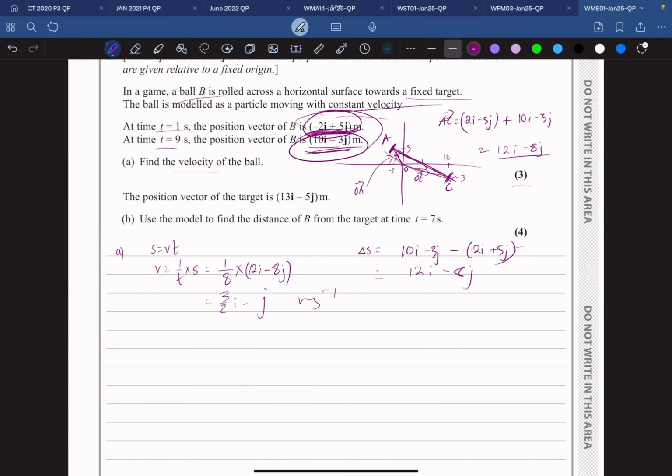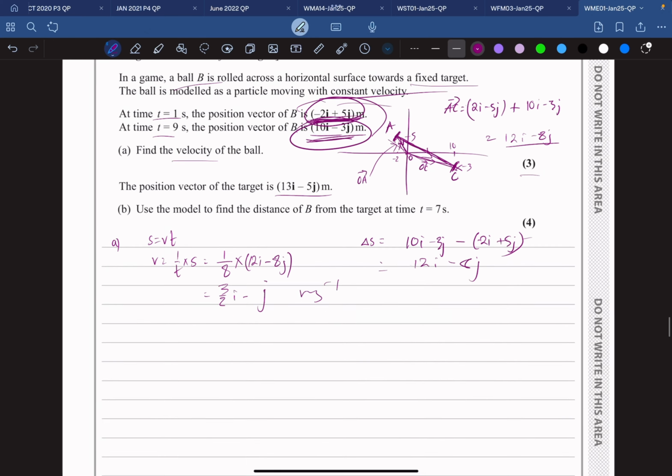Okay, the position vector of the target is 39 minus 5j. I'm still at 82. Okay, 39 minus 5j.